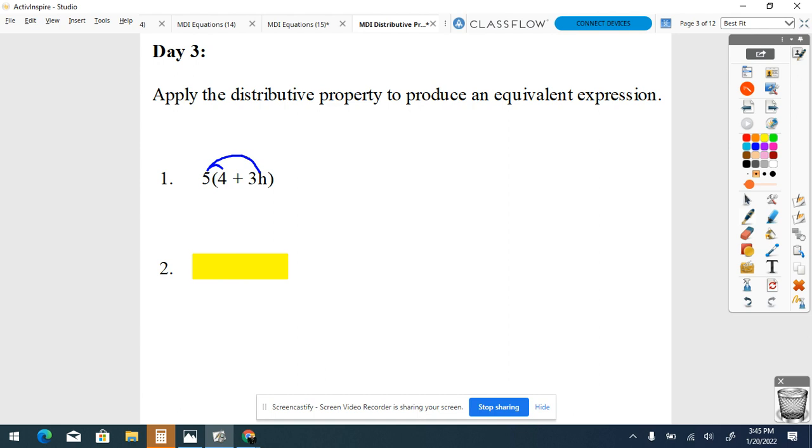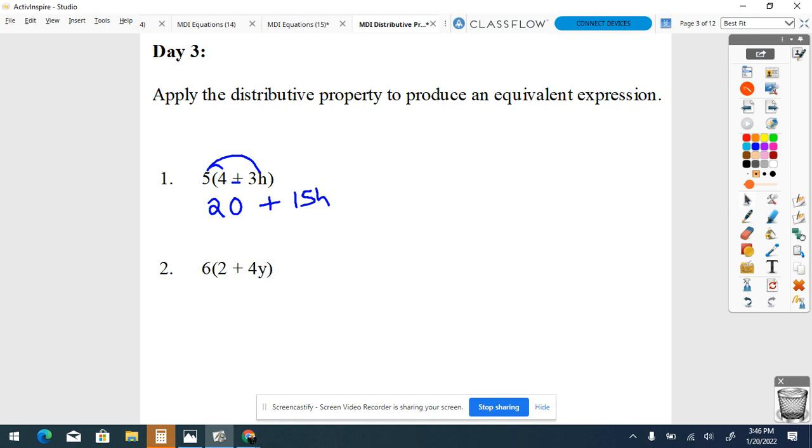All right, so we know that arrows mean multiply. So 5 times 4 is 20. Then the 5 goes to the 3, and 5 times 3 is 15. I know that H stays connected to it, and then I look at the sign in the middle. I have a plus sign right here in the middle, so the plus sign comes down. So 20 plus 15H.